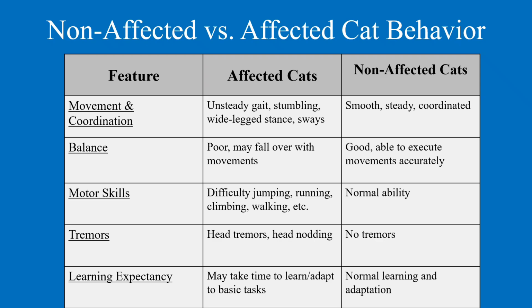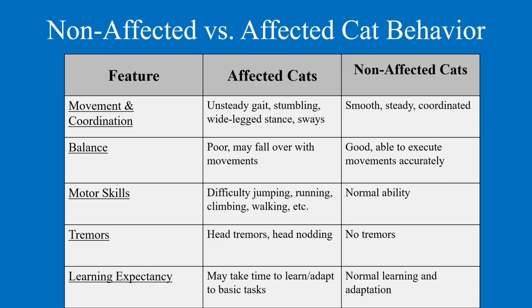Motor skills are affected by CH by causing cats to struggle with basic actions such as jumping, running, climbing, and walking. Non-affected cats do not struggle with these. CH has been seen to cause tremors in affected cats, usually seen with head tremors or nodding when they attempt to focus on a specific movement.